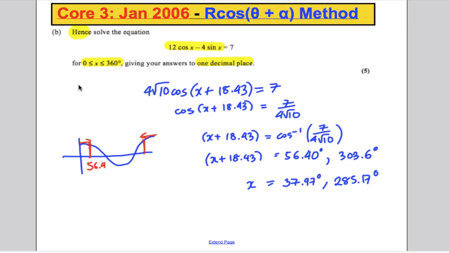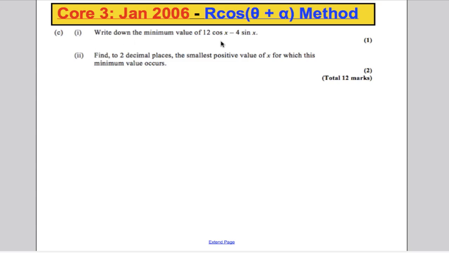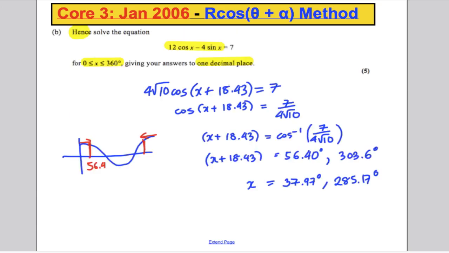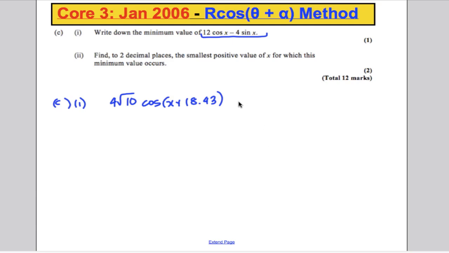Okay then, and what we'll do next, we'll go into part B. It says write down the minimum value of this. Well, working out the minimum value of this is the same thing as working out, so we're doing C part 1, the minimum value of 4 root 10 cos(x + 18.43). And clearly the minimum value of this is where cos of (x + 18.43) is minus 1. So the minimum value of the whole thing is negative 4 root 10.